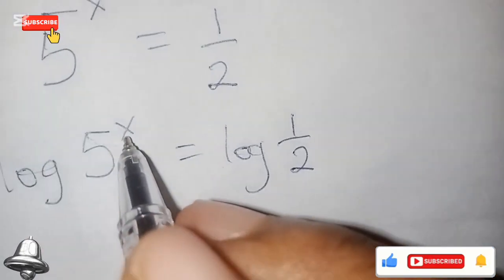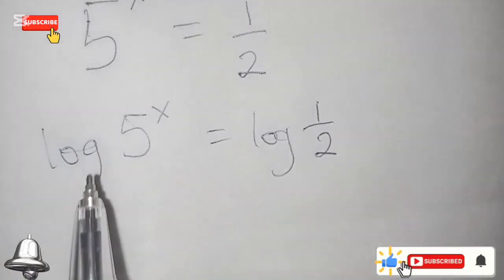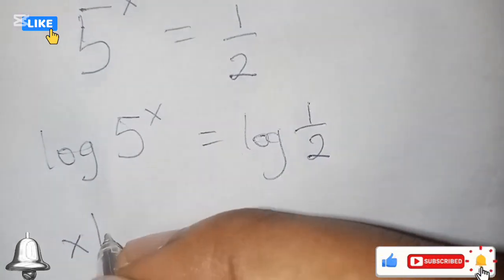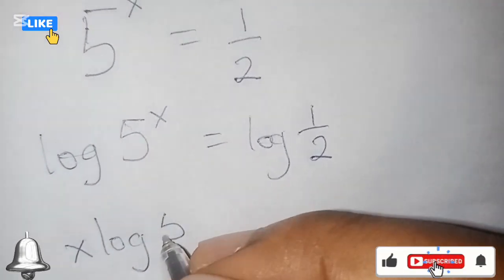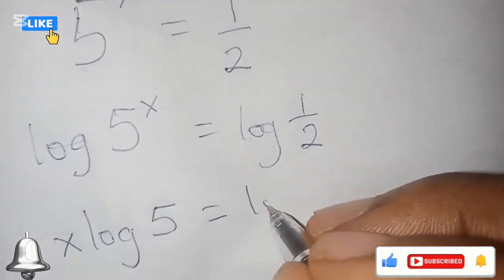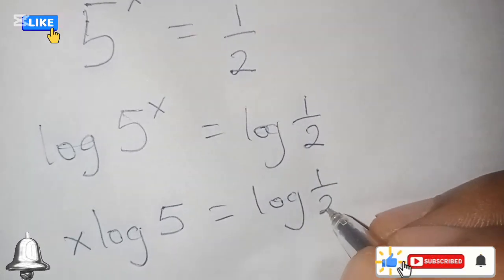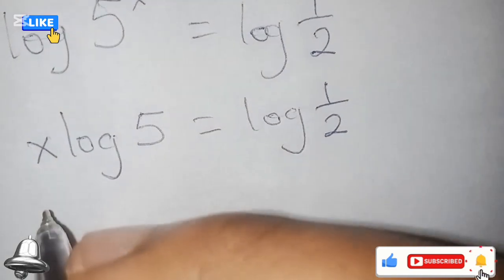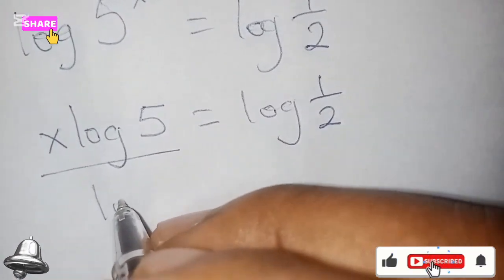Now, remember the law of indices. The power goes behind the log. So we have x log 5 equals this. Next thing we're going to do is divide through by log 5.